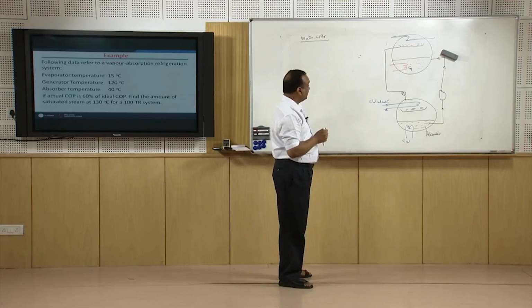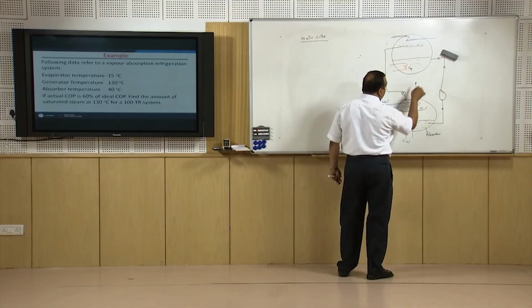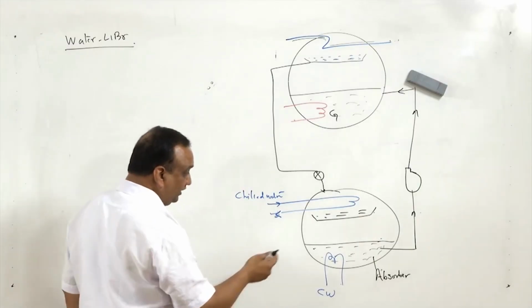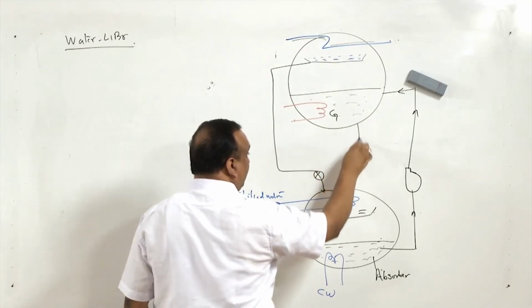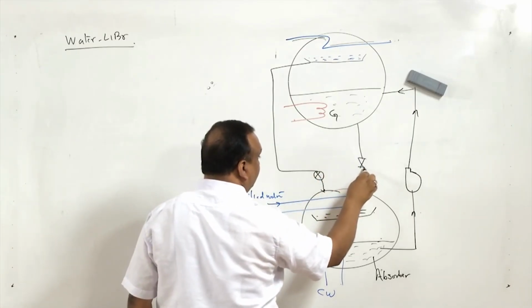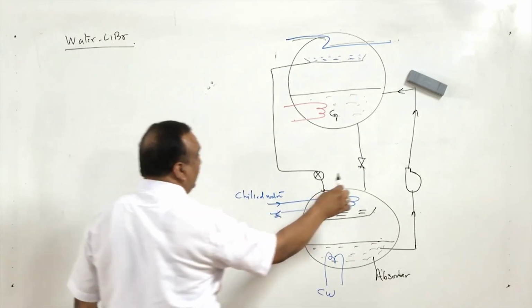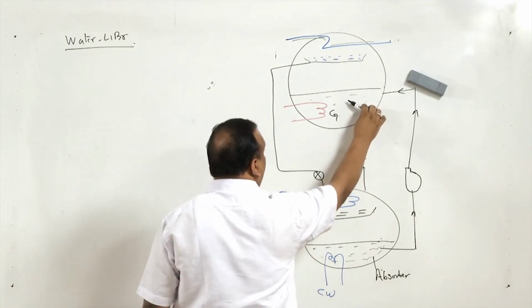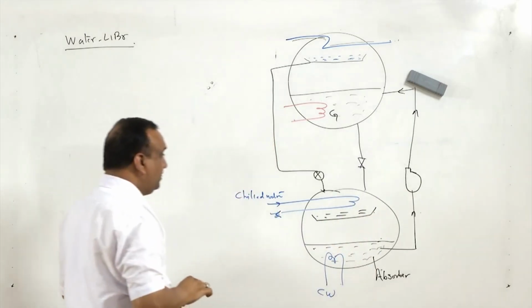Again here we have to take care that if we do not provide a drain back arrangement, then all the rich solution will be shifted to the generator. So, a drain back arrangement is again provided here through an expansion valve. The lean solution of water in lithium bromide is expanded and it comes to the absorber.